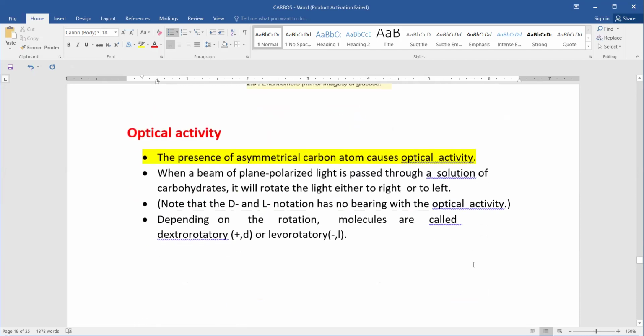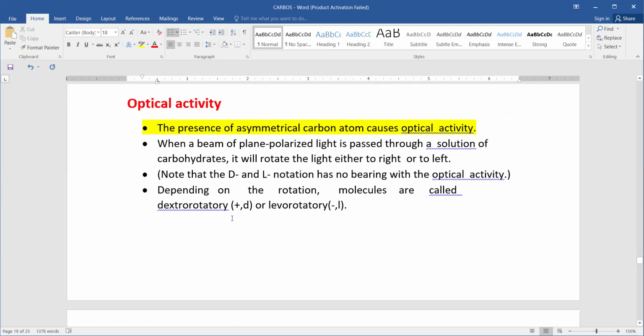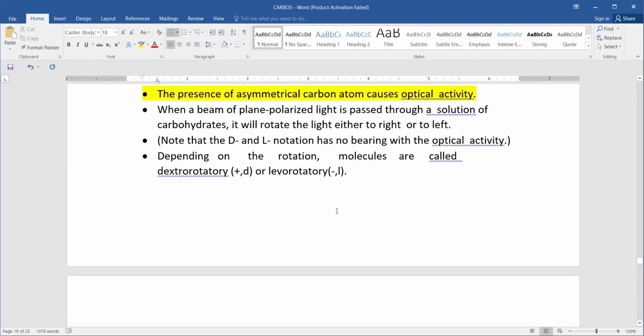Then optical activity. Here the presence of an asymmetrical carbon atom causes optical activity. When a beam of plane polarized light is passed through a solution of carbohydrates, it will rotate the light either to the right or left. Depending on the rotation, molecules are called dextrorotatory if it is to the right side, and if it is to the left side, that is minus or levorotatory. That is the optical activity of carbohydrates.